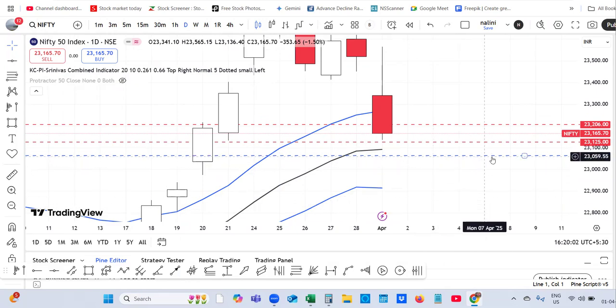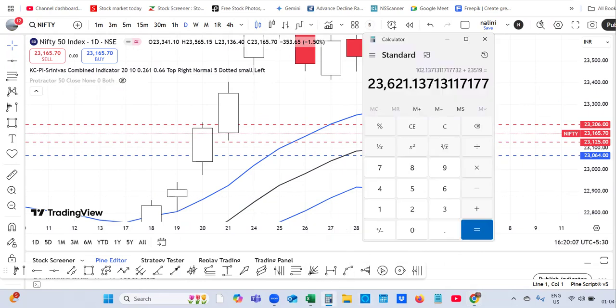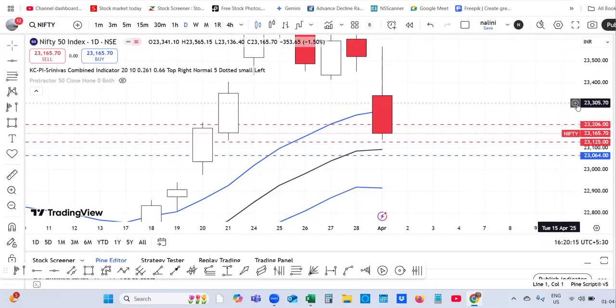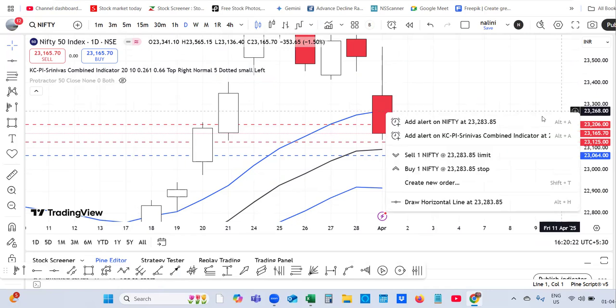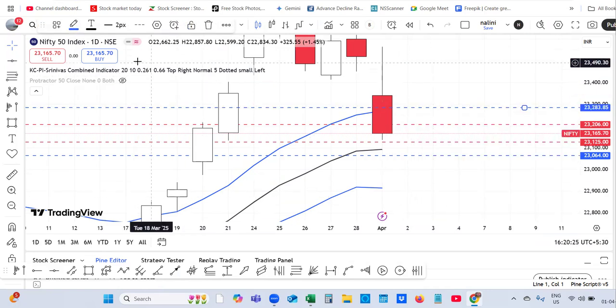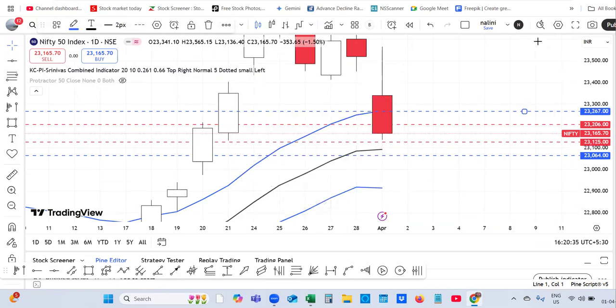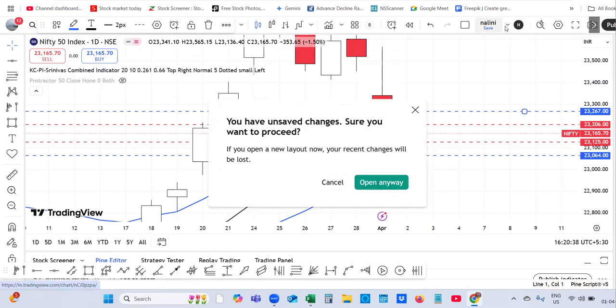This is 66.66 and then the higher level is 23,267. I'll go to the coordinate 23,267. So I'm sharing this screen.